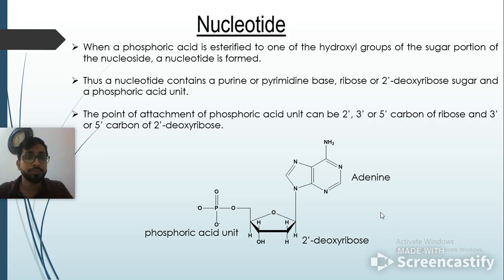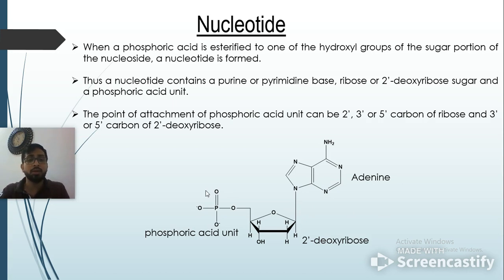Okay. So when phosphoric acid, H3PO4, is attached to one of the hydroxy groups of the sugar portion of a nucleoside, we obtain a nucleotide. That means the difference between a nucleoside and a nucleotide is that in a nucleotide we have a phosphate group in addition to the nucleoside. So this nucleotide contains a purine or pyrimidine base, ribose or 2-deoxyribose sugar, and a phosphoric acid unit. You can see this extra part here in the nucleotide.